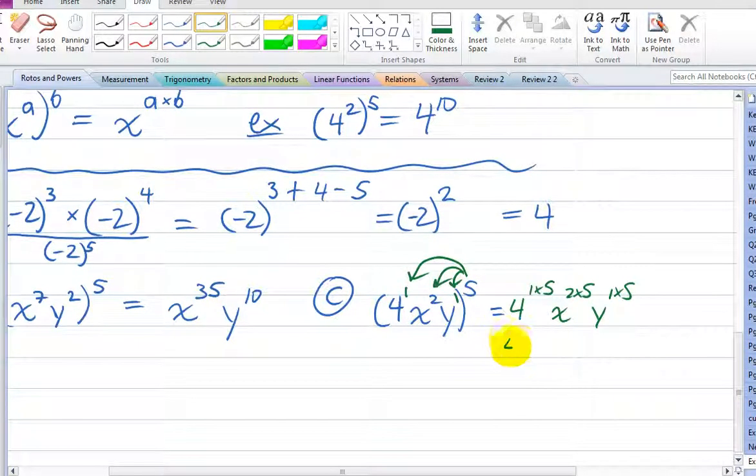Okay. Whenever you're doing these, always think of the multiplication. Any questions? Okay, let's go on then.